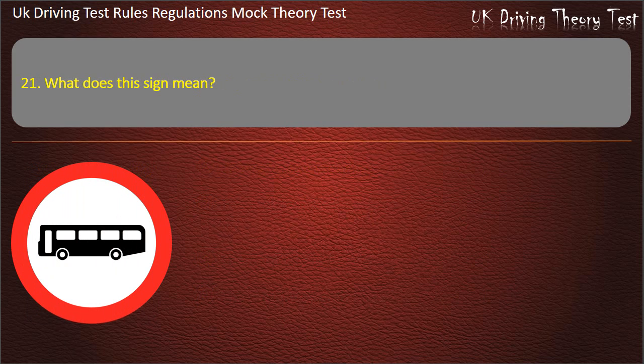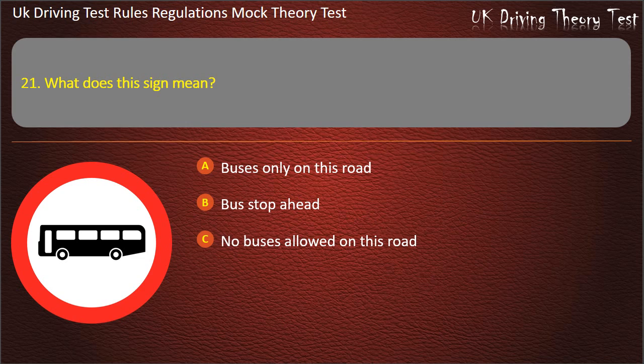Question 21. What does this sign mean? Buses only on this road. Bus stop ahead. No buses allowed on this road. Bus lane ahead. Answer. No buses allowed on this road.